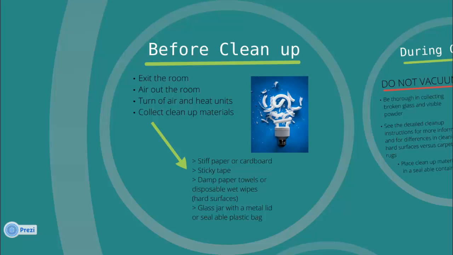There are certain materials that must be used in the proper cleanup of broken bulbs, such as stiff paper or cardboard, sticky tape, damp paper towels or disposable wet wipes, and a glass jar with a metal lid or a sealable plastic bag.